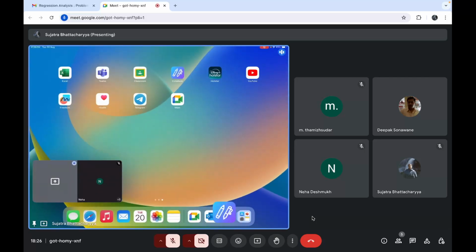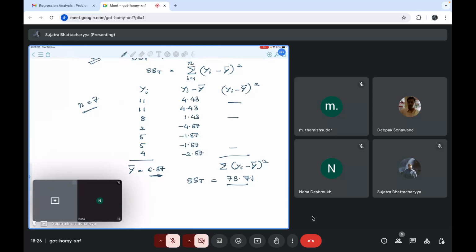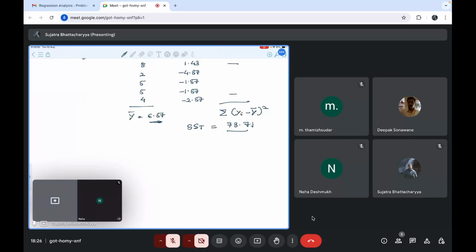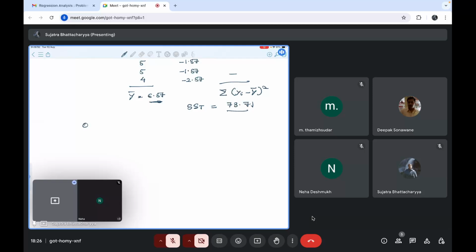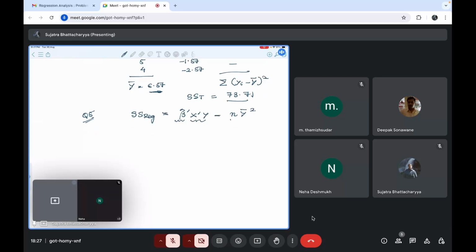Next is the SS regression. For SS regression and SS residual, you have one expression, right? So question 5 asks about SS regression. SS regression in a multiple linear regression can be calculated using beta hat prime x prime y minus n y bar square. Everything is there: x prime y is there, beta hat we have calculated, n is known, which is 7, and y bar is known, which is 6.57.